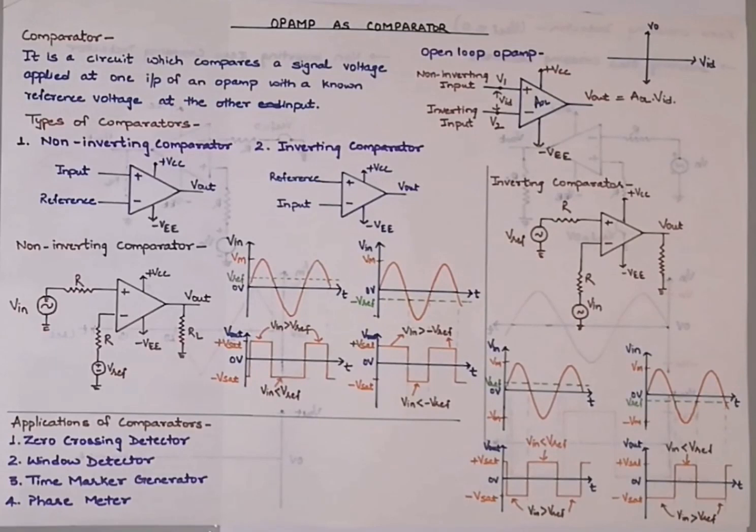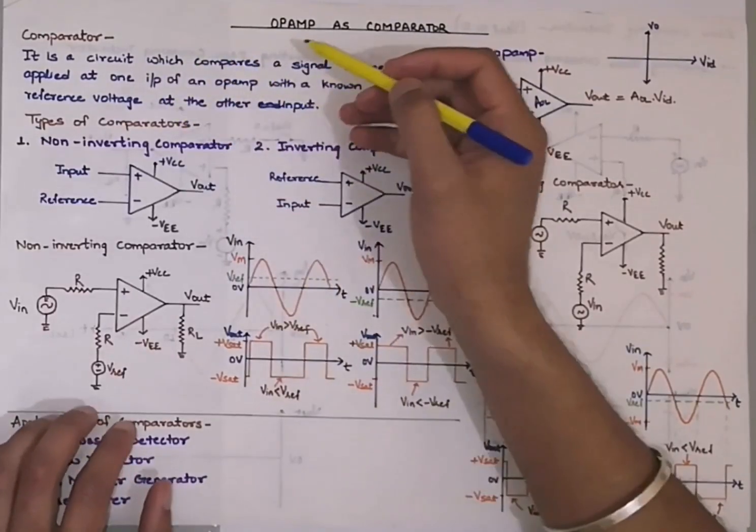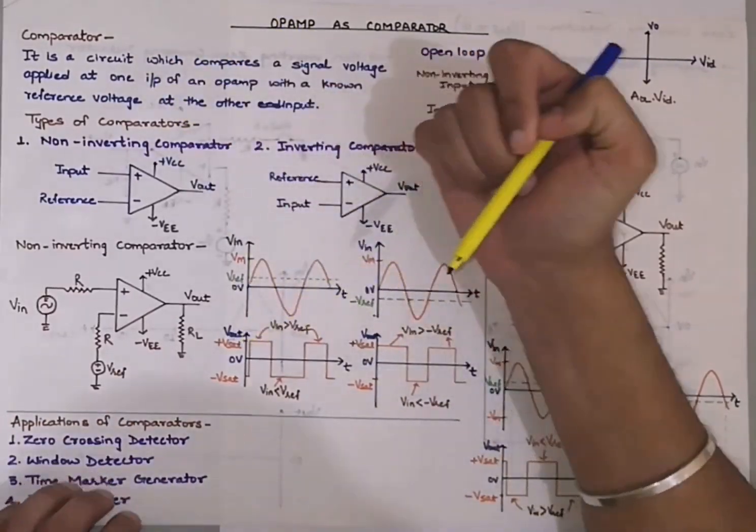Hello all. Today we will discuss operational amplifier as comparator. As we know, an op-amp in the open loop configuration operates in a non-linear manner, and there are a number of applications in this mode such as comparators, converters, limiters and detectors. So in this video we will discuss the role of op-amp as comparator and its applications.